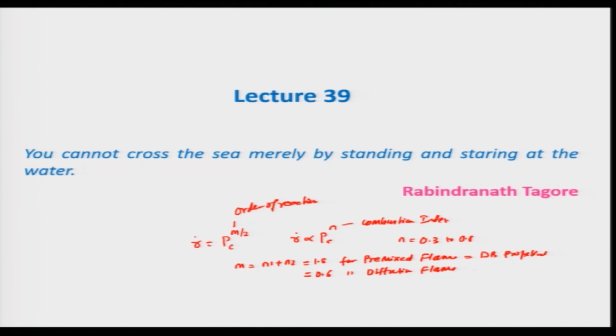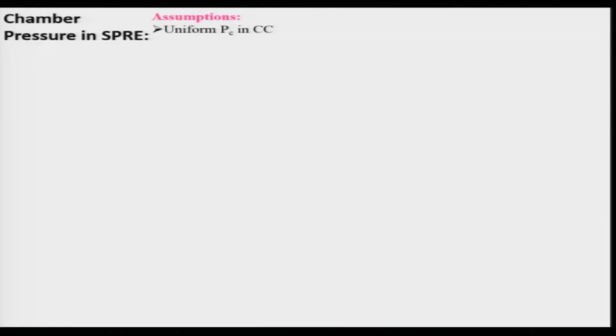Today we will be discussing how the chamber pressure in a solid propellant rocket engine changes, and how it depends on various other parameters like burning surface area, throat area, and other things like characteristic velocity. In this case we will be considering the aerodynamics in the port itself. For that we will be making certain assumptions, and the first assumption is considering uniform pressure in the combustion chamber.